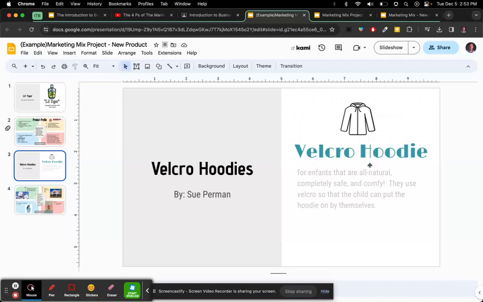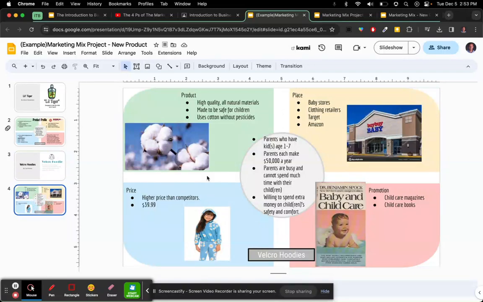Again, an image or a picture of the product, a logo, and then a brief description of the product, and then they talk about who they're targeting. They describe their product, where they're going to sell it, how much they are going to sell it for, and then also how they are going to promote it. Okay, and obviously also including some pictures in each one of those as well. Right. This is a lot.